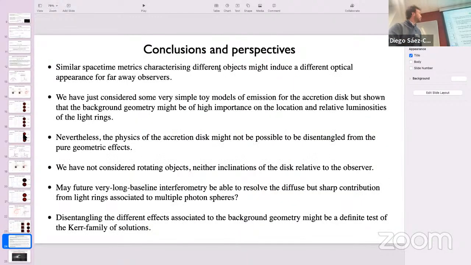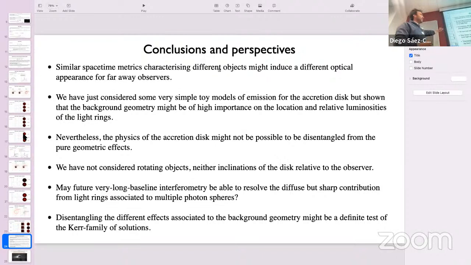So just to conclude, to give some ideas and some summary of this talk, we have seen that similar spacetime metric characterizing objects might lead to a different optical appearance. So if in the future with the observatories we are able to disentangle the different light rings that compose the picture of the central object, we may infer some deviations from, let's call it, classical black hole.